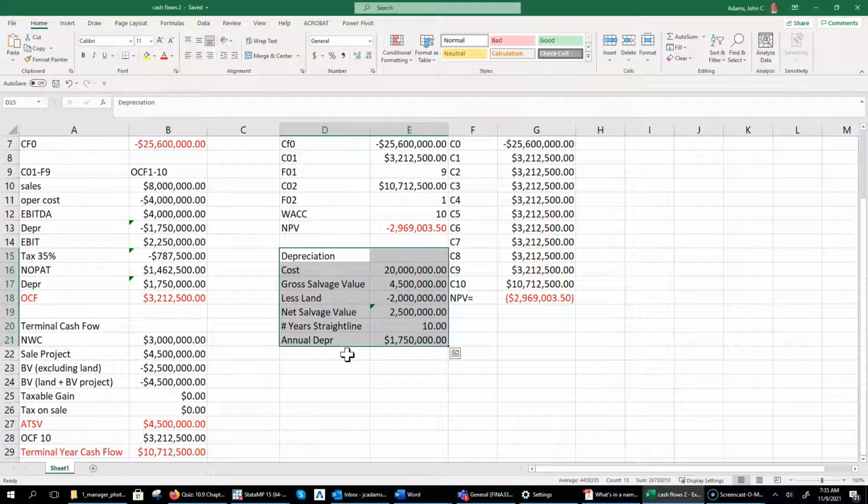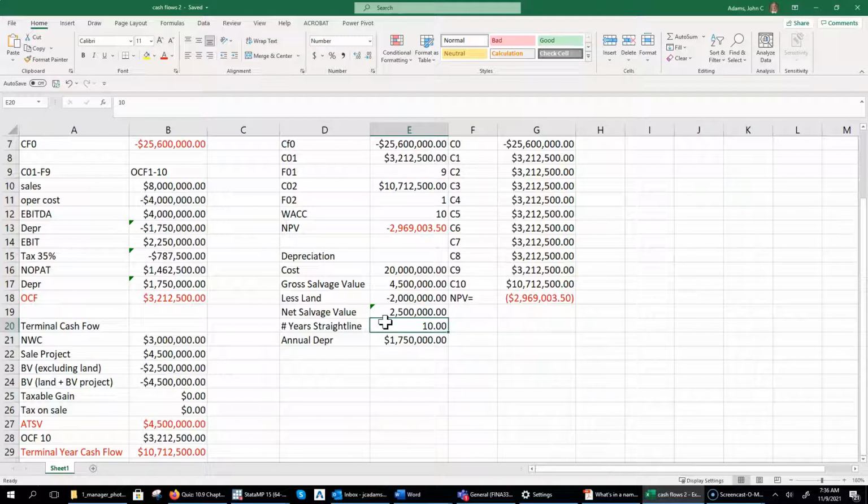So we have the cost, the depreciable basis is $20 million, and we can sell this in 10 years. This gross salvage value is $4.5 million, but $2 million of that is the land value, and land does not depreciate. So whatever we purchase land for, that's the book value of the land. So we take that out, and that gives us a net salvage value of $2.5 million. And we have 10 years straight line depreciation.